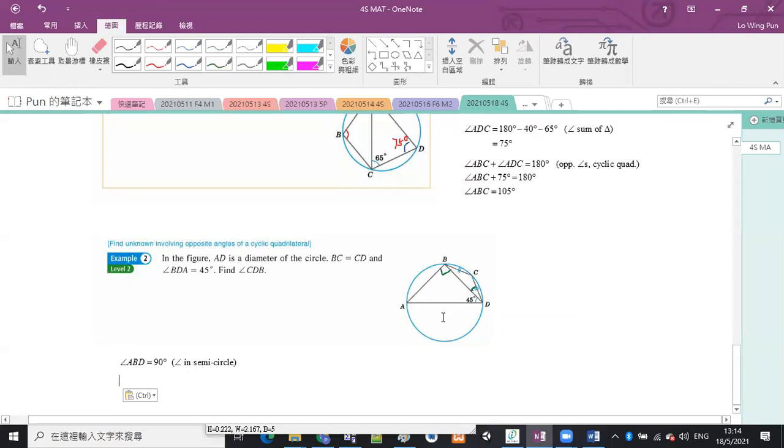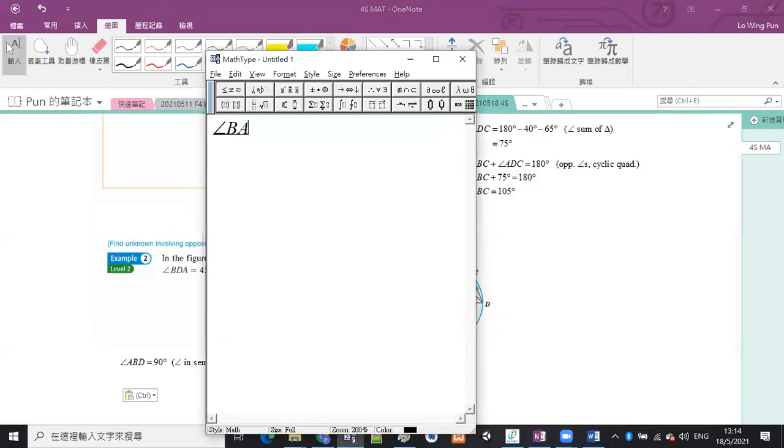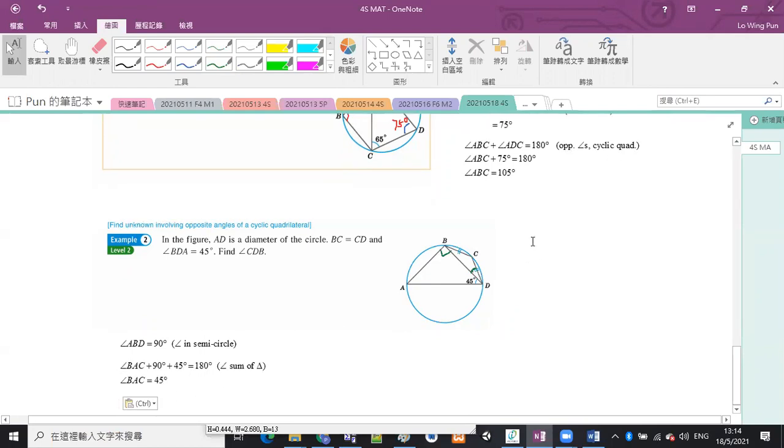we can find angle BAC. So angle BAC plus 90 degrees plus 45 degrees is equal to 180 degrees. This is angle sum of triangle. Okay, so angle BAC will be 180 degrees minus those two angles, that is 45 degrees. Okay, so this one is 45 degrees.